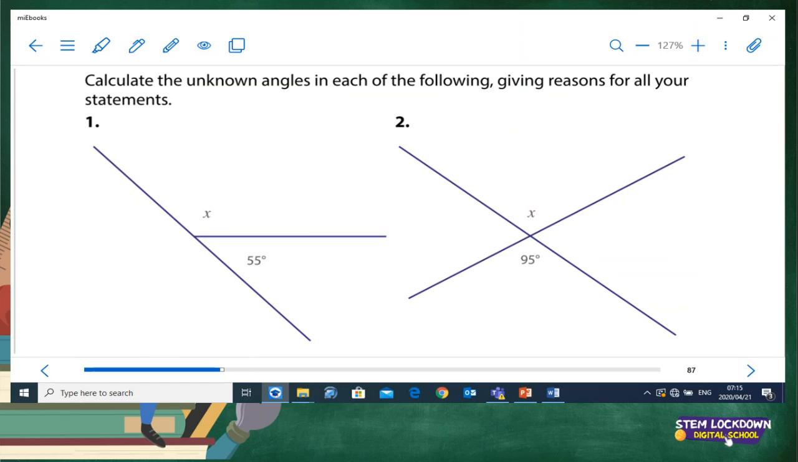Now, we have x, which is a vertically opposite angle, and it's vertically opposite 95 degrees. Then we can make a conclusion that the value of x will be 95 degrees. And what is the reason? The reason is vertically opposite angles. So angle x is equal to 95 degrees because those are vertically opposite angles.